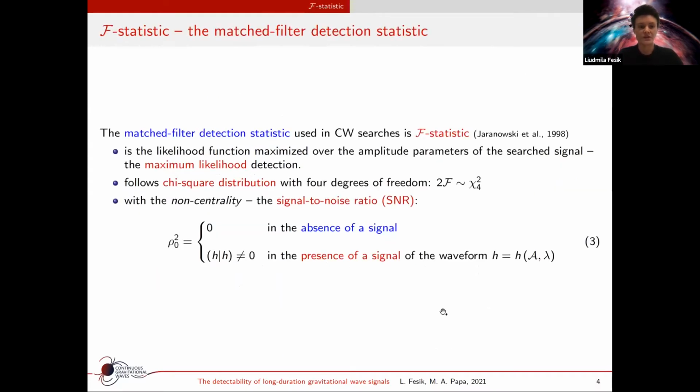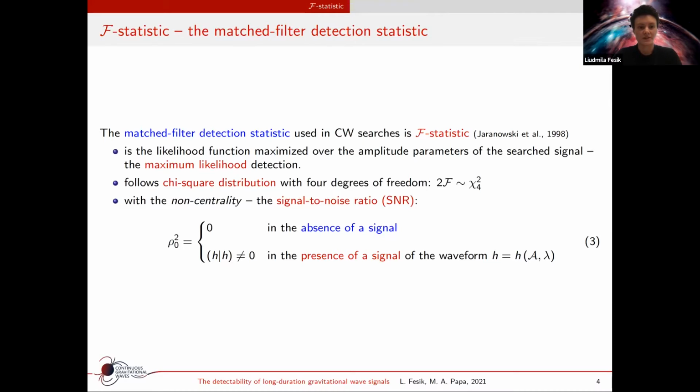In continuous wave searches, we typically use a matched filter detection statistic known as the F-statistic, which was first constructed in the paper by Jaranowski, Królak, and Schutz. The F-statistic is based on maximum likelihood detection, where we maximize the likelihood function over the amplitude parameters of the searched signal. The F-statistic, actually 2F, follows a chi-square distribution with 4 degrees of freedom, in the case where we consider one component with a four-dimensional vector for the signal model.